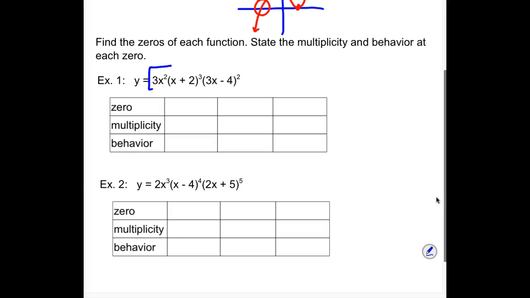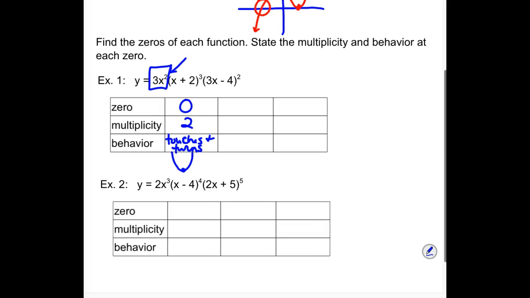So my first chunk here, the 3x squared, I look at what makes that piece, that factor, 0, and the only option would be if x is 0. Okay? Then I look at the power. All right? That x is in there twice. It's an x squared. So it has a multiplicity of 2, and because that is an even multiplicity, we are going to say it touches and turns. Okay? It's kind of like a parabola. All right? It's going to touch down and turn back around at that 0.